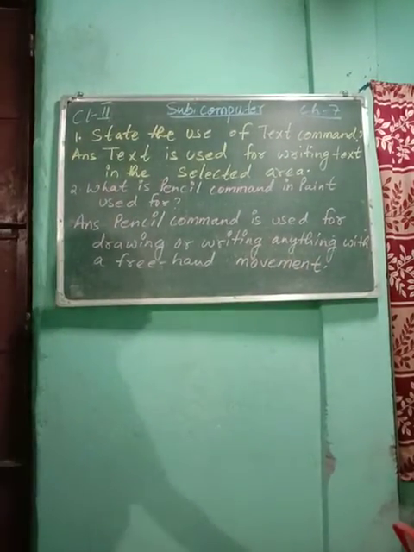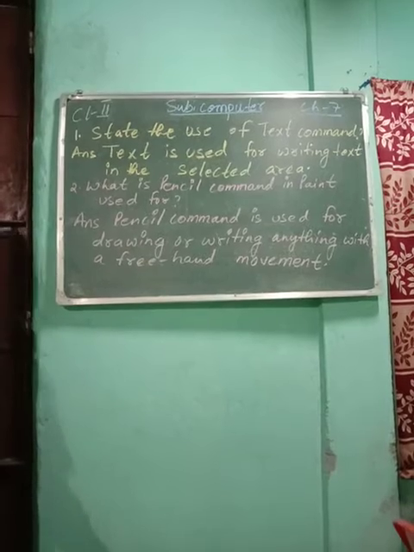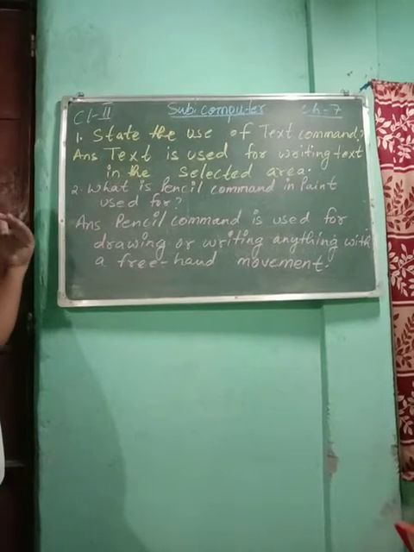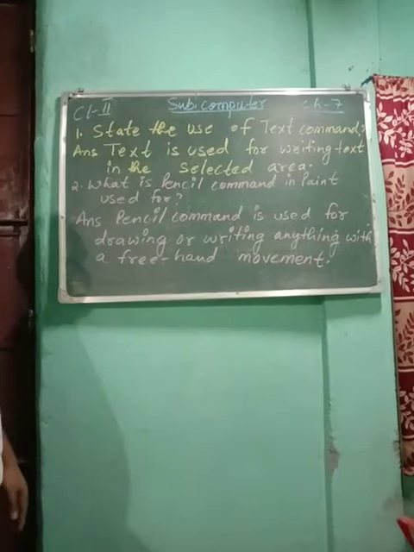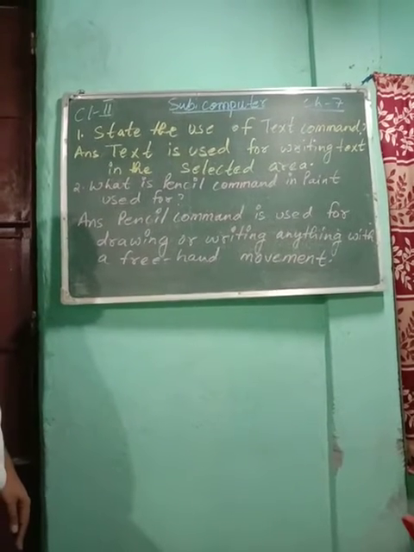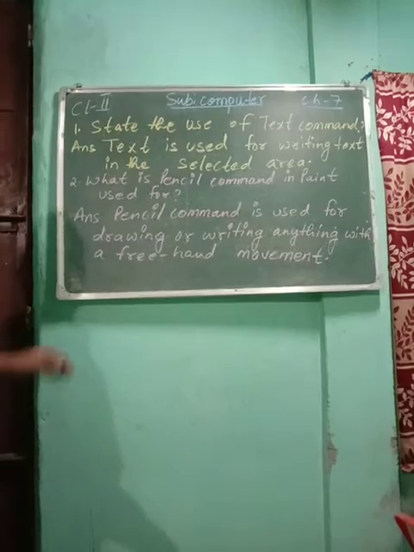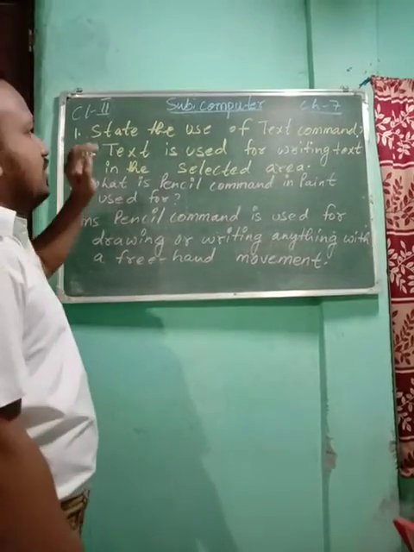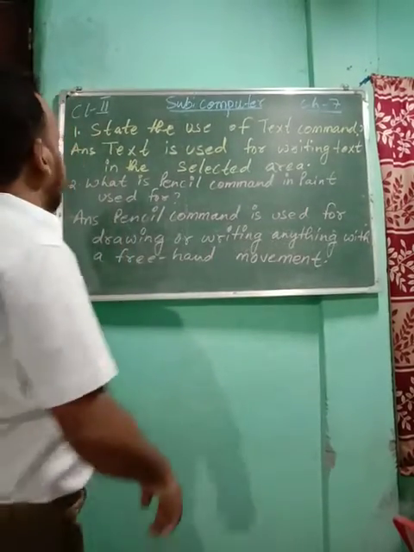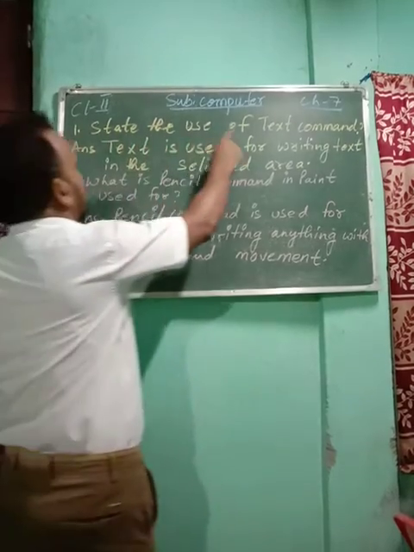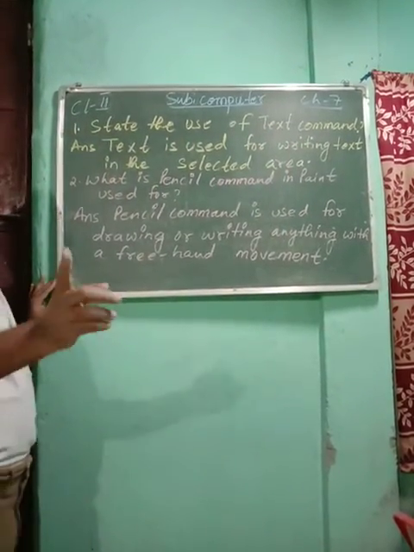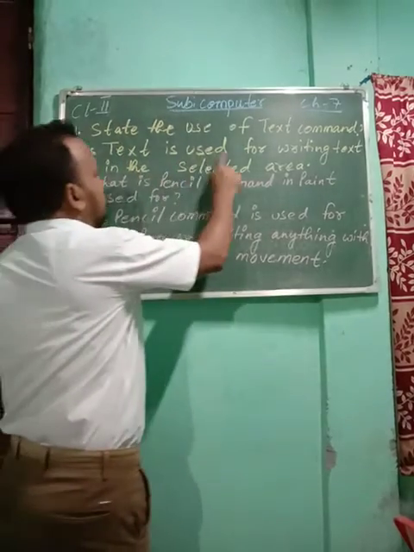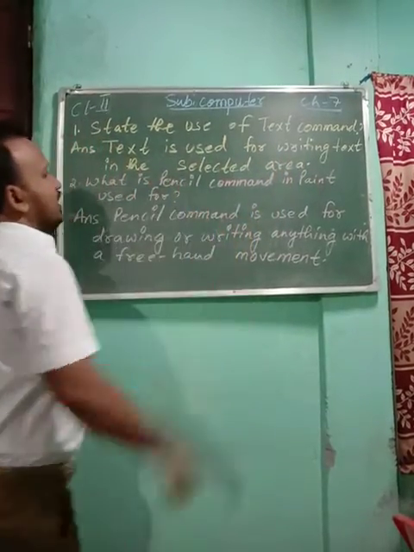Okay, children, look at the blackboard. I'm going to read out. I'll read for you question 1 with answer, question number 2 also with answer, and then we will do the other questions. Now see question number 1. This is of chapter 7. Say, children, state the use of text command. So what is the use of text command? Answer: text is used for writing text in the selected area.